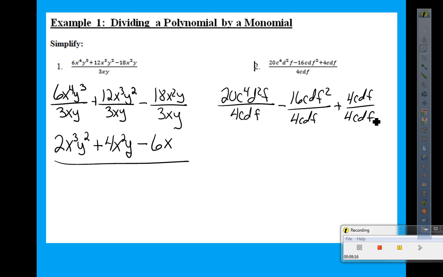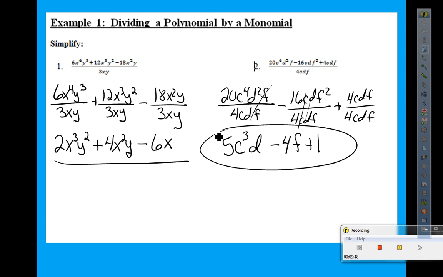Now we're going to combine each term. So 20 divided by 4 happens to be 5. C to the 4th over C is C to the 3rd. D squared over D is just D to the 1st. The F's cancel out. Now move on to your next term. So minus 4, the C's cancel out, the D's cancel out, so I've got an F. And 4CDF over 4CDF is 1. So there we've got it. So that's all there is to it.